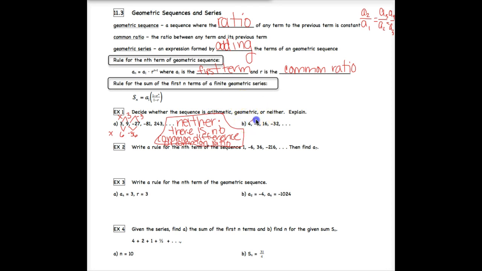So I'll look at ratio first. Negative 8 divided by 4 is negative 2. 16 divided by negative 8 is negative 2. Negative 32 divided by 16 is negative 2. So here I got the same thing, which means it is constant. So that means that this one is geometric because there is a common ratio of negative 2.